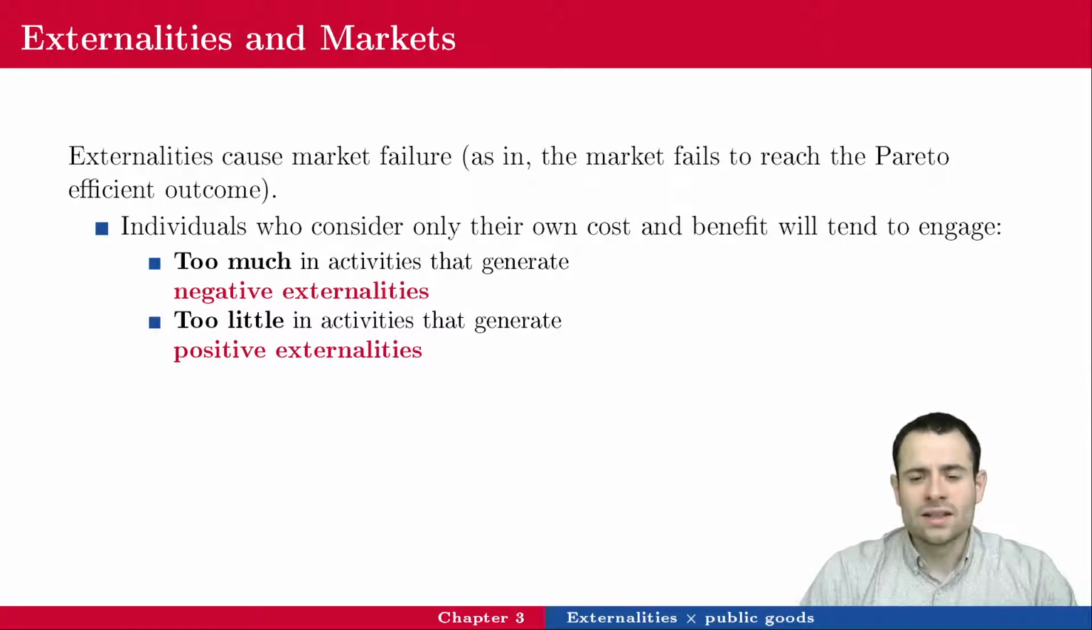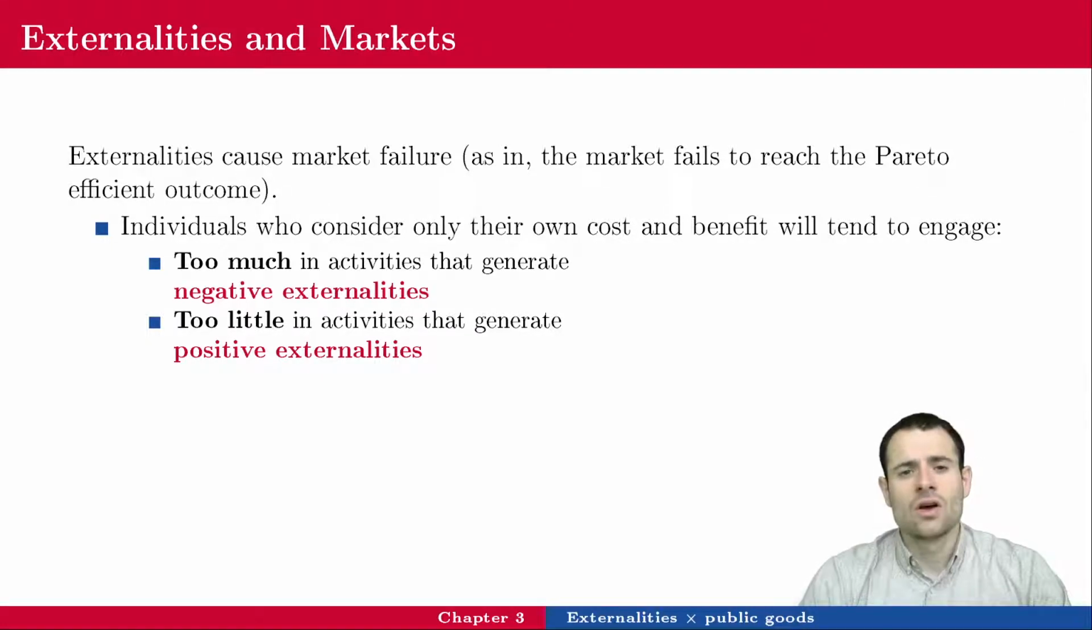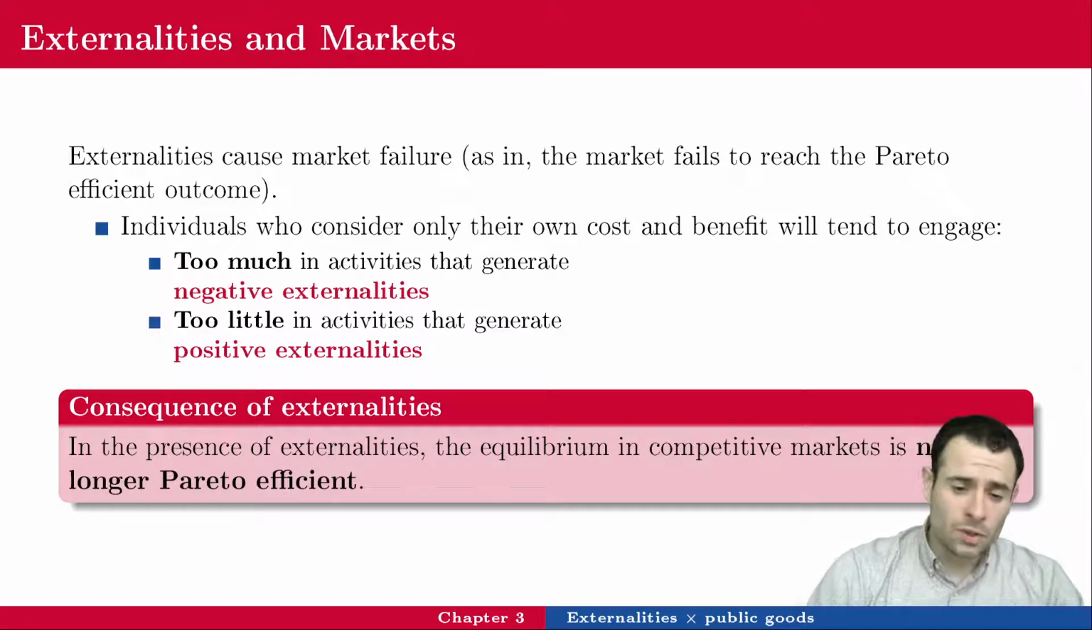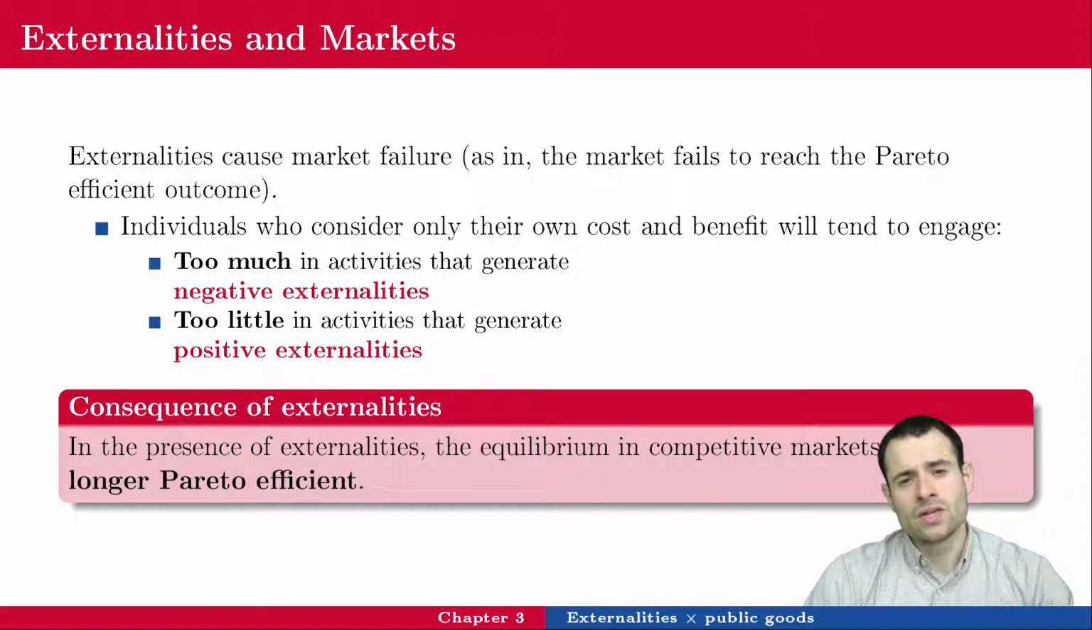This comes from the fact that whoever is engaging in such an activity is only thinking about his well-being or his profit. It doesn't take into account the benefits or the harms he's going to cause on agents around him. So in the presence of externalities, the equilibrium in competitive markets is no longer Pareto efficient. Markets that feature externalities will then have to be corrected or regulated in some way if we want the Pareto efficient outcome to be produced.